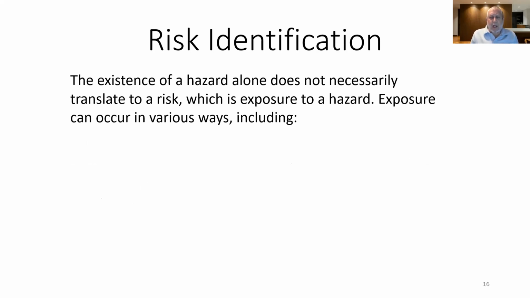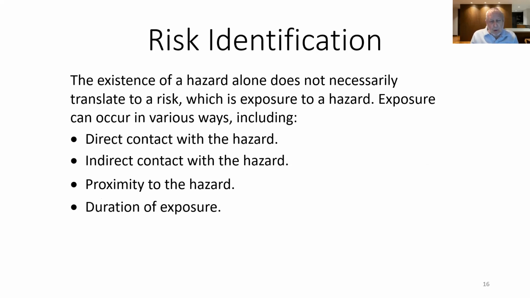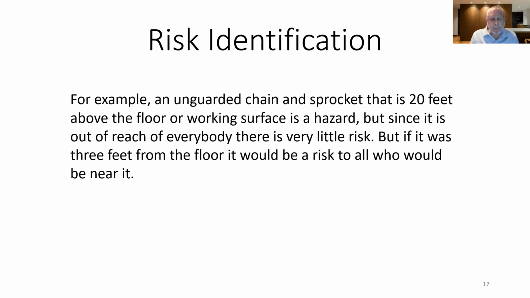The existence of a hazard alone does not necessarily translate to a risk, which is exposure to a hazard. Exposure can occur in various ways, including direct contact with a hazard, indirect contact with a hazard, proximity to a hazard. Duration of exposure could be a factor, and magnitude of exposure, how big the exposure is, or how much chemical or how high the temperature, or whatever. Concentration or dose of exposure, these could all be factors.